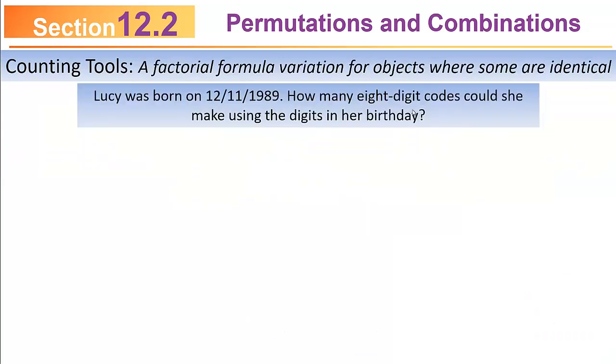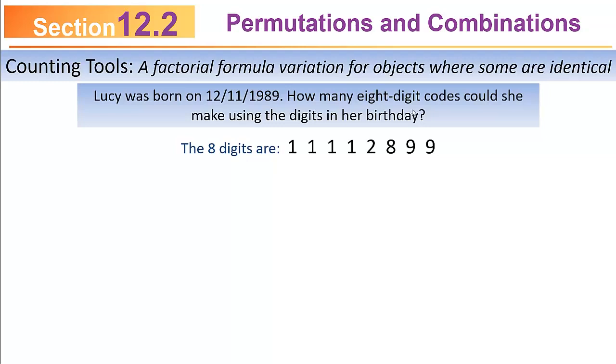How about this one? Lucy was born on 12/11/1989. How many 8-digit codes could she make using the digits in her birthday? Well, the thing to do is just write out those digits. You've got 4 1s, you've got a 2, and you've got an 8, and you've got 2 9s.